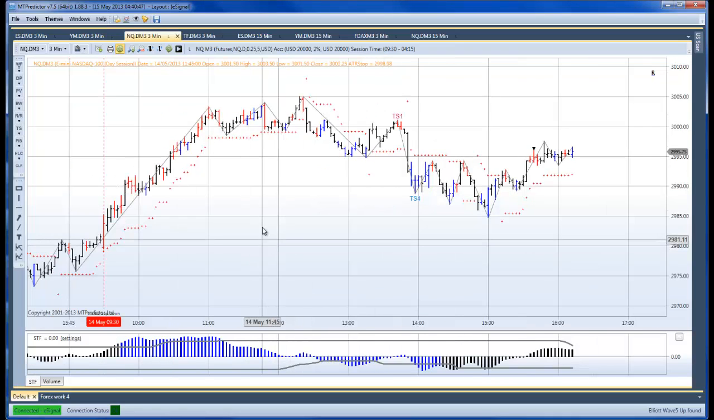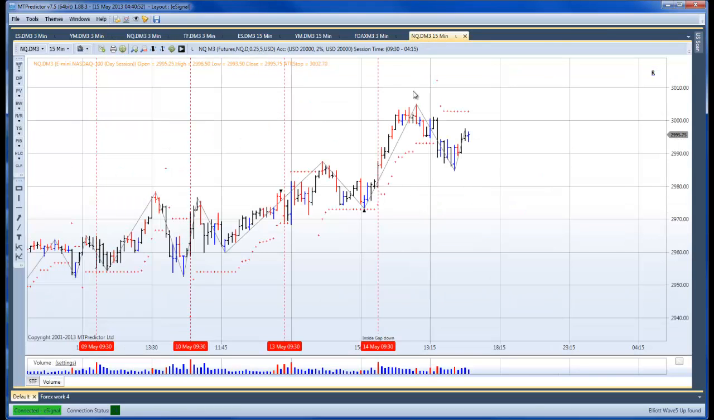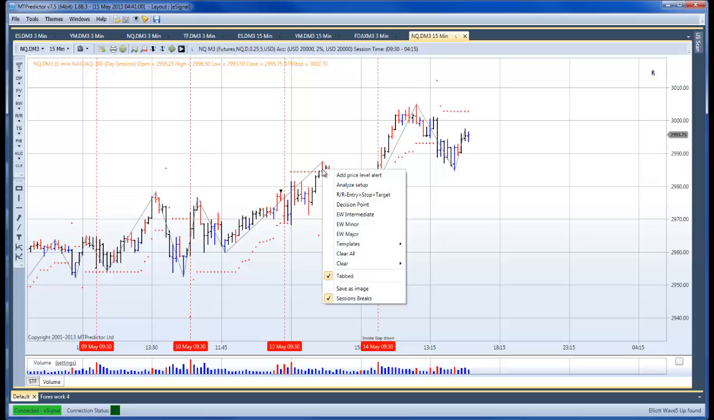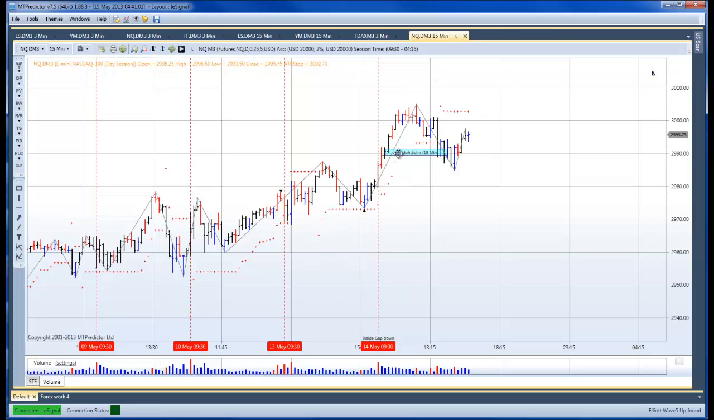So from that we then go to the 15-minute chart and have a look and see whether there's any resistance coming in earlier in the day, particularly at this high here. Normally we'll use DPs off the prior pivots. So if I right mouse click on this pivot, you can see here's our decision point resistance, and obviously we're well beyond that. So are there any other techniques that the more experienced MTPredictor users could actually look at as well?